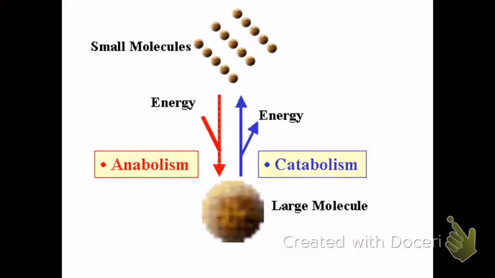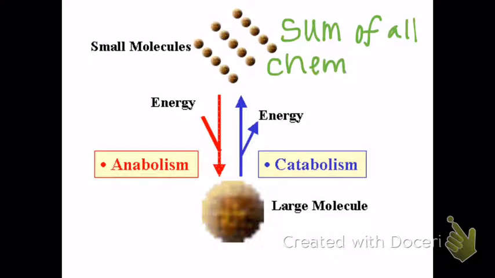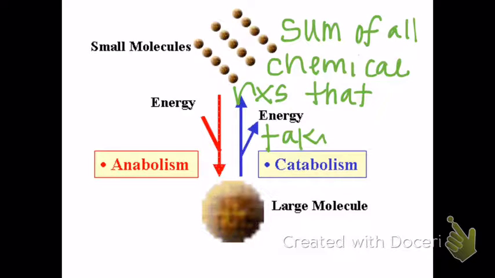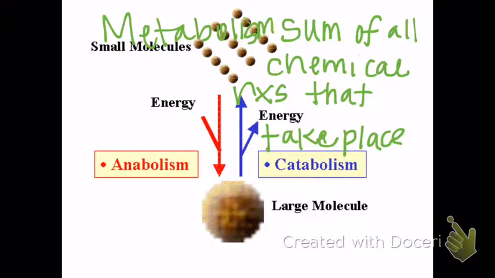Okay, cell respiration. That is, how do your cells get energy? So write this in. Cell respiration is, I want you to write this down, the sum of all chemical reactions that take place. So that is metabolism right there. It's the sum, make sure you got the word metabolism written. The sum of all chemical reactions.